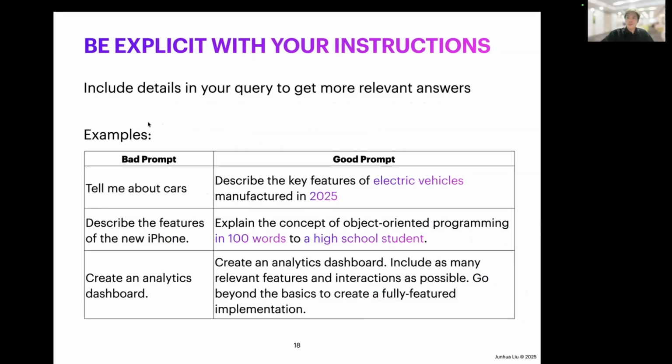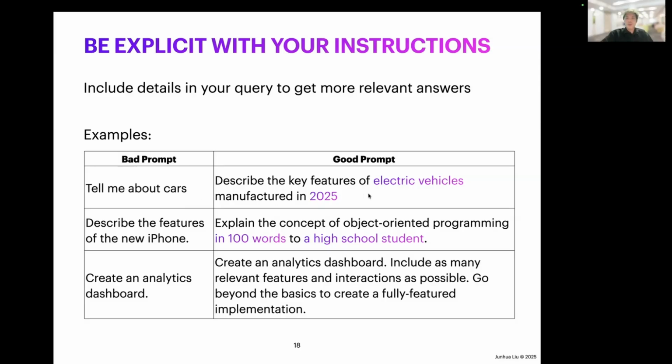Now, the first principle we should follow while doing prompt engineering is that we should be explicit with our instructions. That means we should include as much detail as possible in our query to get more relevant answers. Now, let's look at some examples. One bad way of asking the LLM for information is to stay very high level. That means if you ask the LLM to tell you about cars, the LLM will not know how to start. It will only guess what you may want to find out.